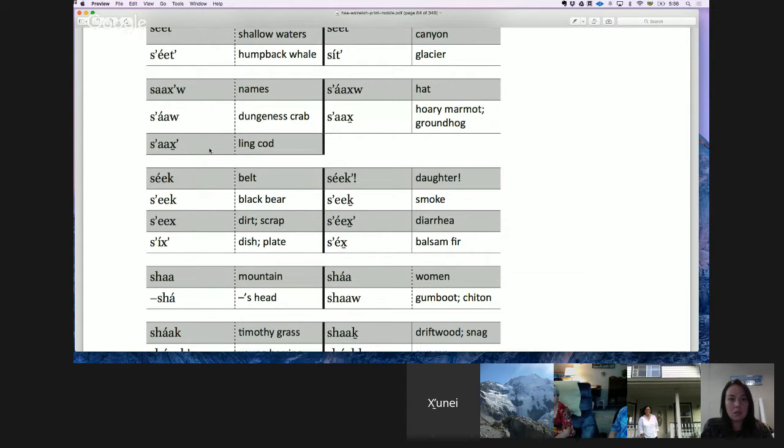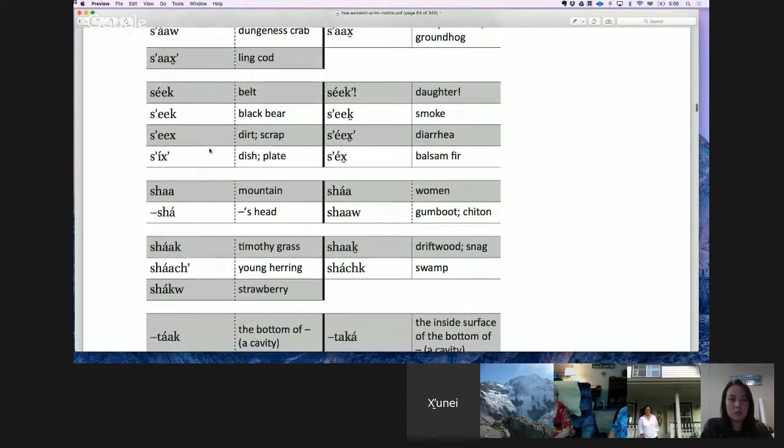I once tried to tell a story about a black bear, and I just said it all wrong. I think I used belt, black bear, and daughter all in the same story. And it should have all been black bear. It was just all coming out.